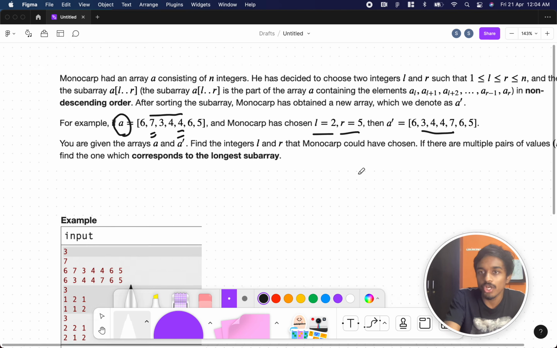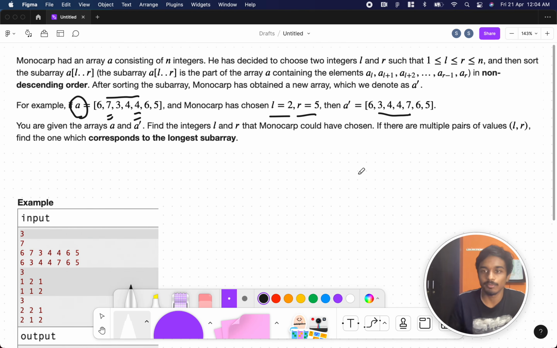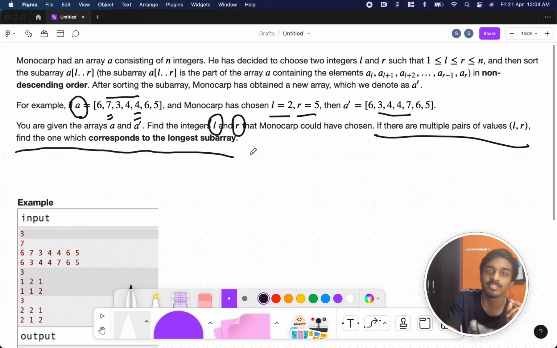Now what is our job? You are given two arrays, A and A dash. We need to find two integers L and R that Monocarp would have chosen. The catch is, if there are multiple pairs of values, find the one which corresponds to the longest subarray. That means if there are multiple ranges that Monocarp could have chosen and sorted, we have to find the longest of them.